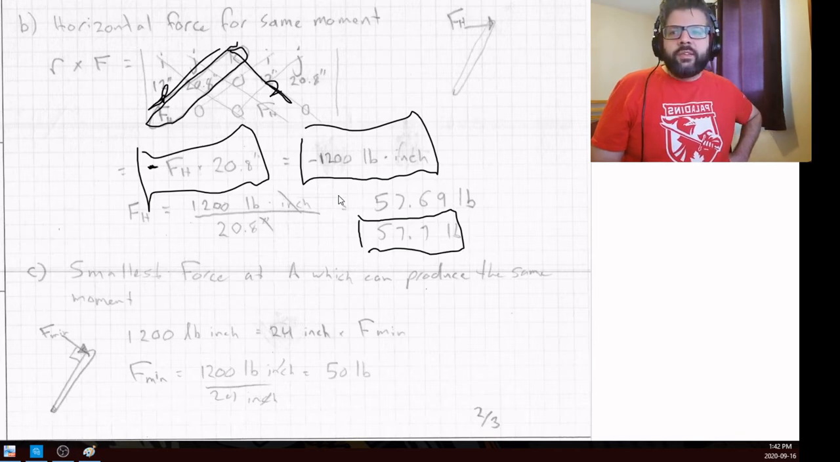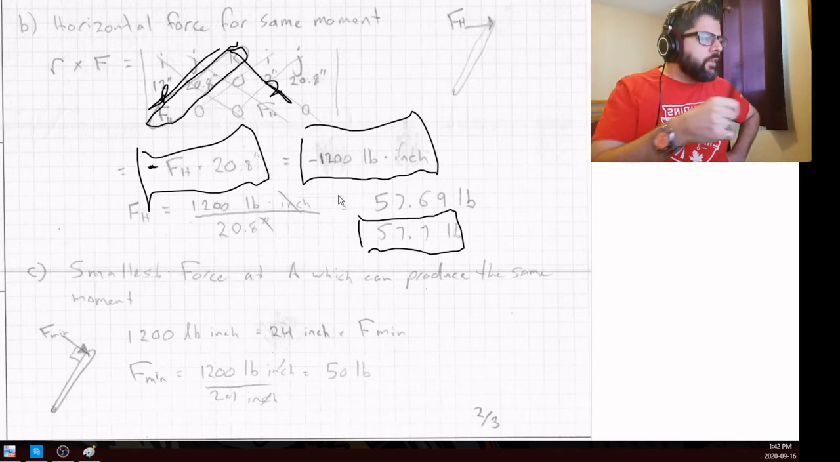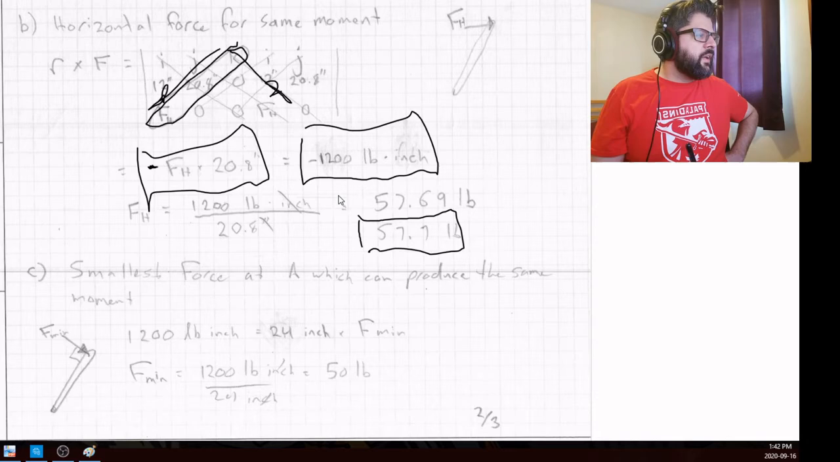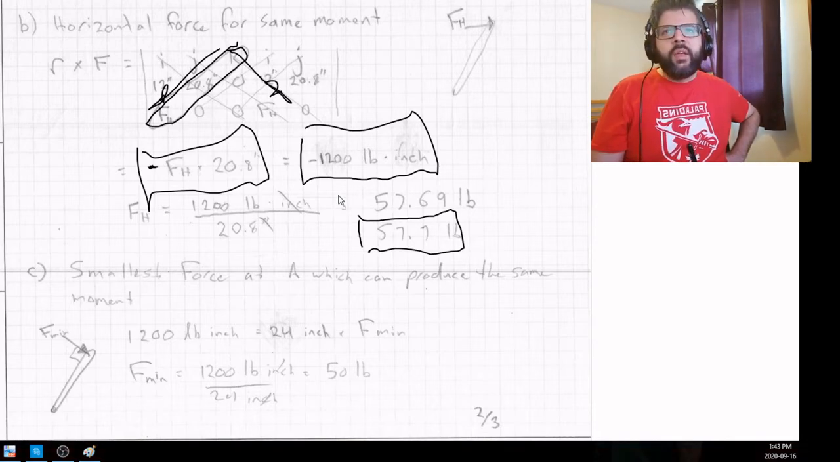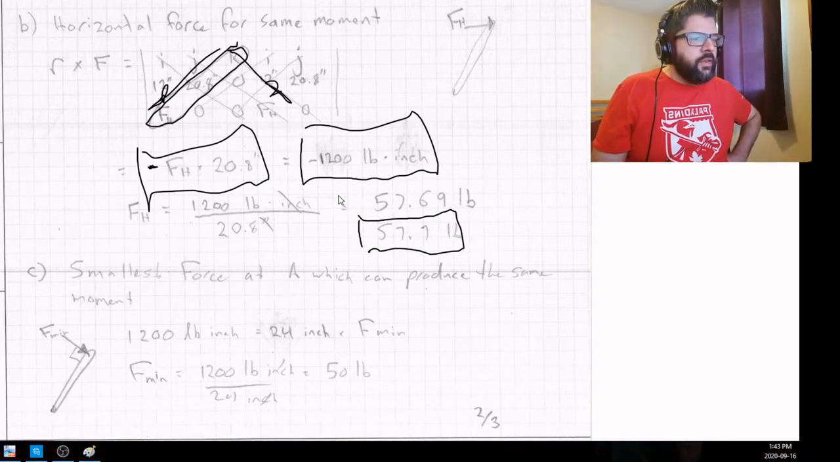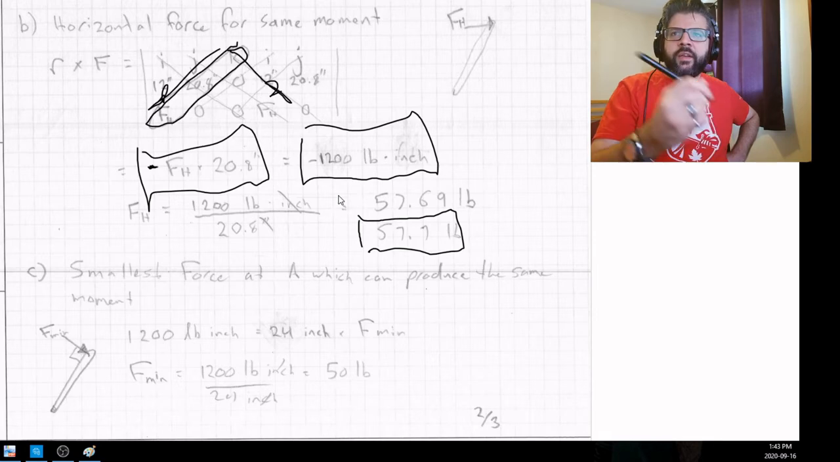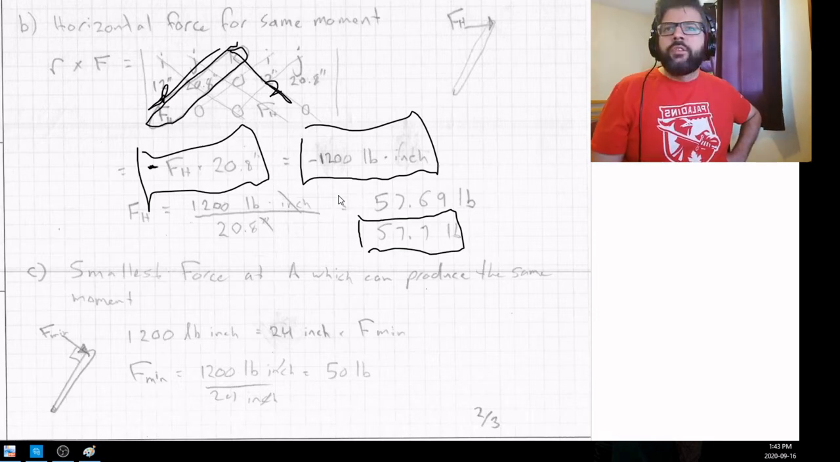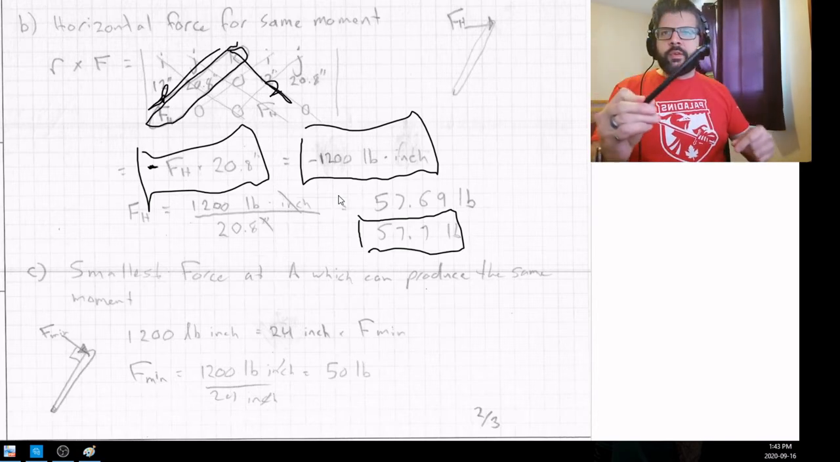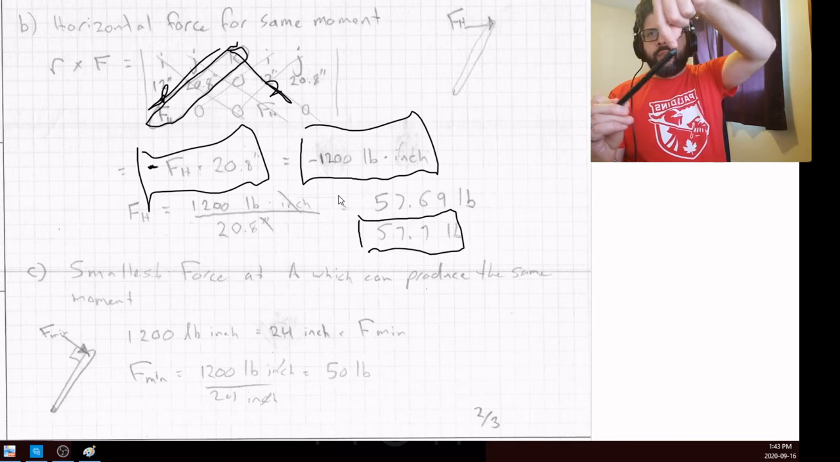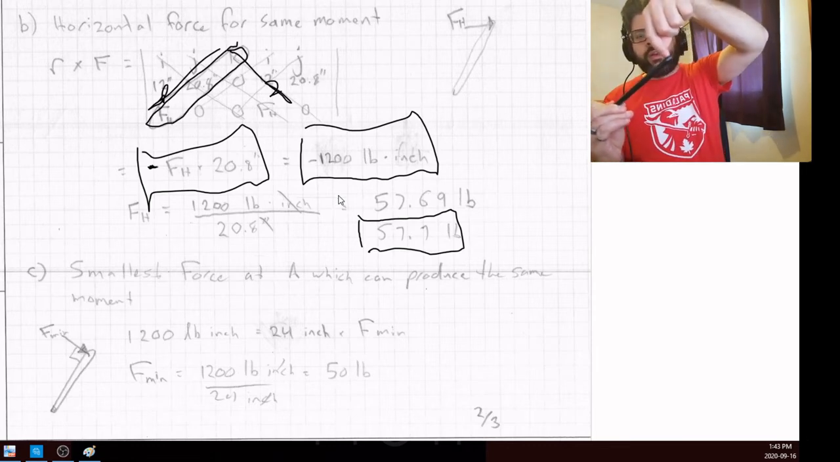As for the next portion, the smallest force that you could apply at A which would produce the same moment, well, we know that the moment is maximized when the force is applied directly perpendicular to the displacement vector. So, using my little pen here, when I'm applying the force right here, that's when the moment's at its maximum.